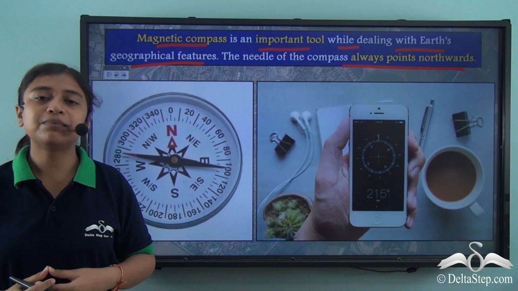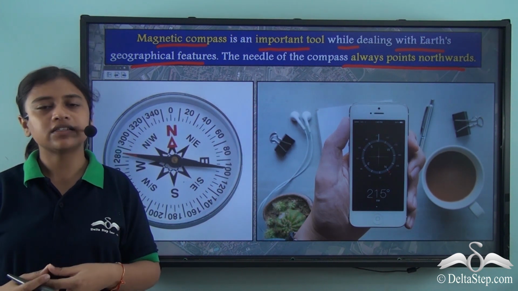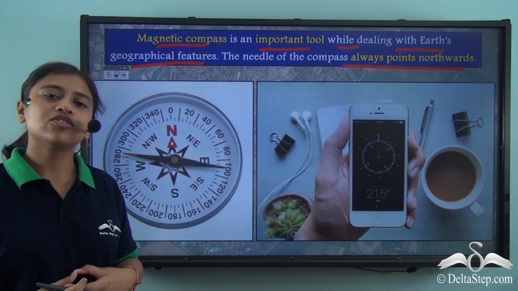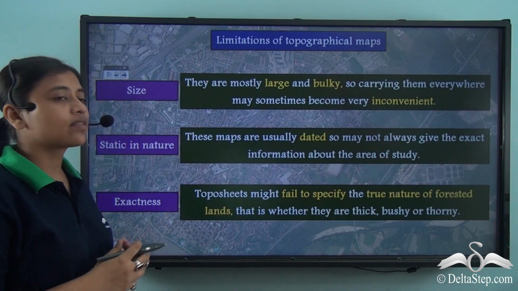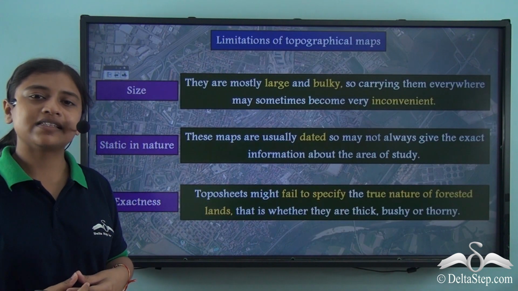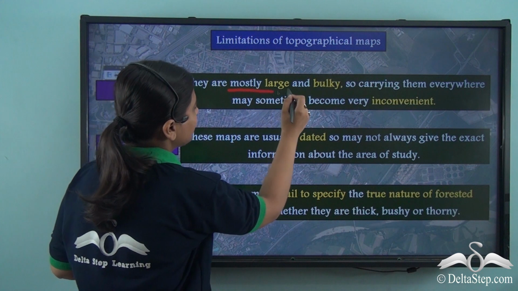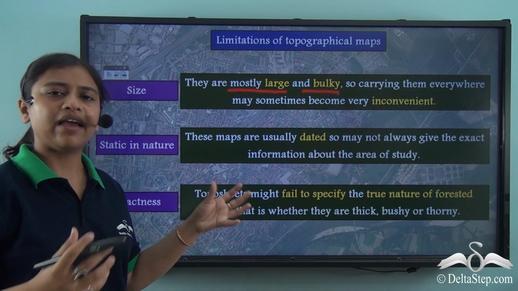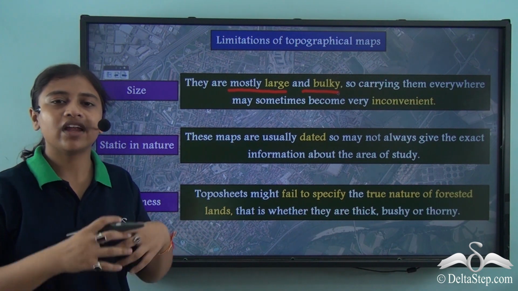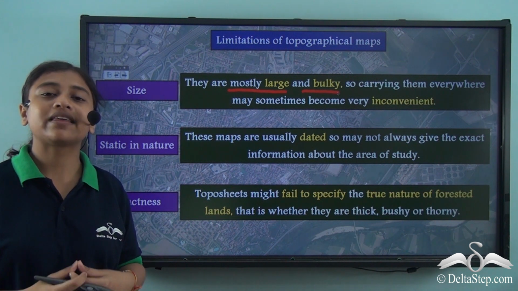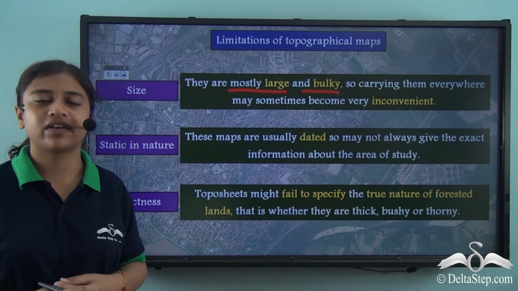So topographical maps are an accurate representation of physical features that appear on the Earth's surface. However, topographical maps also have certain limitations that we need to keep in mind. So these limitations can be listed down as follows. First, talking about the size. They are mostly large and bulky, so carrying them everywhere could be inconvenient. Because of their large bulky size, taking them or carrying them everywhere becomes very difficult. So this is an important limitation of a topographical map.